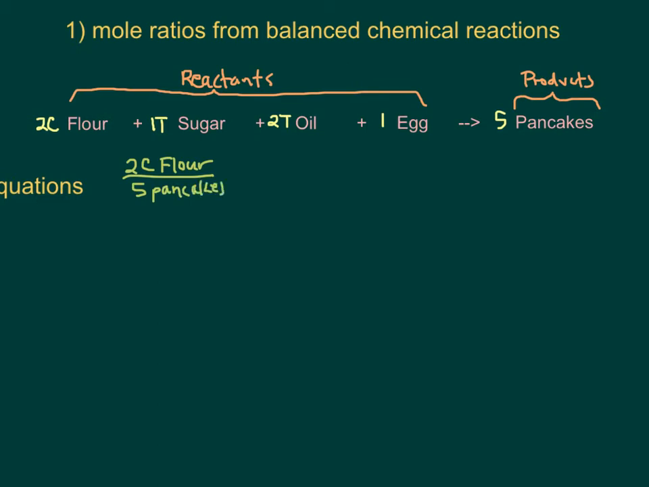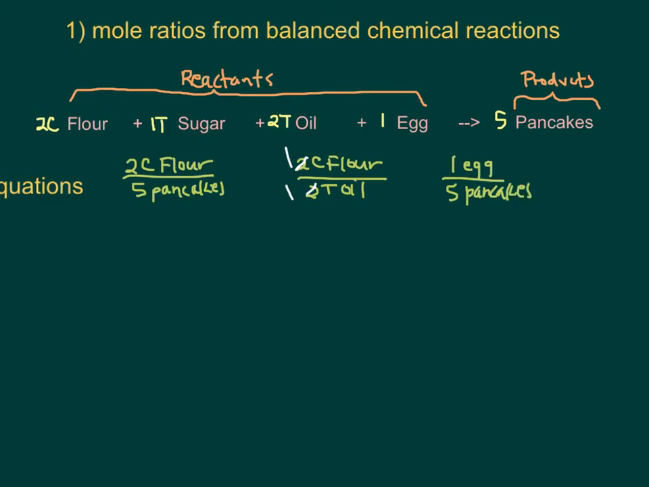You could do the same for, I don't know, flour to oil. So we can say we need 2 cups of flour for every 2 tablespoons of oil. Of course, you can reduce that to a 1:1 ratio if you wanted to. Or how about your ratio of eggs to pancakes? I can make 5 pancakes with 1 egg. Well, if I have 1 egg and everything else, I can make 5 pancakes.